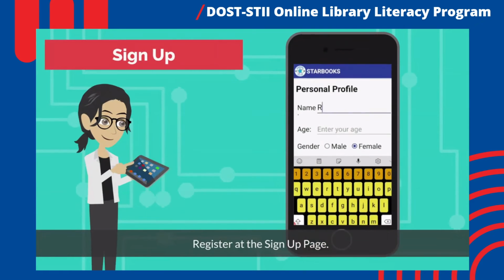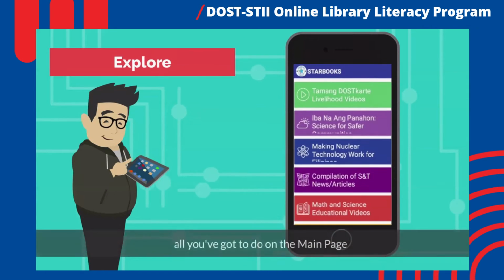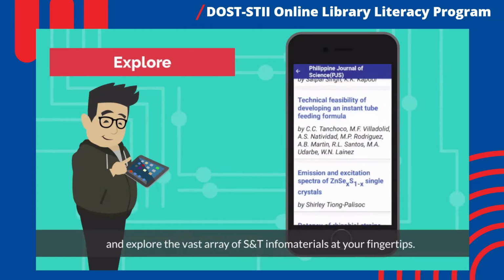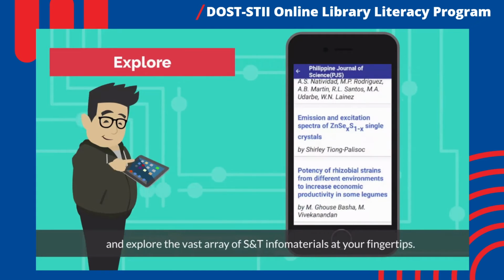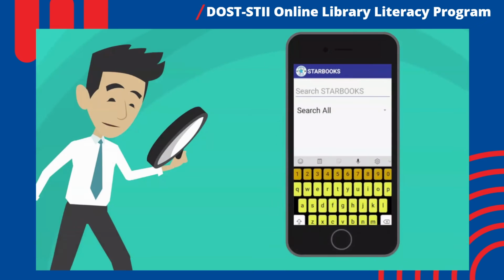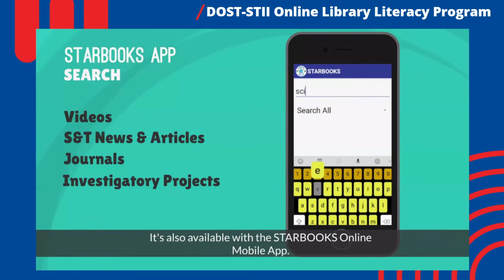Register at the sign-up page. Key in your details. Once done, all you've got to do on the main page is to simply click on the icons and explore the vast array of S&T info materials at your fingertips. Search all you want. It's also available with the Starbooks online mobile app.